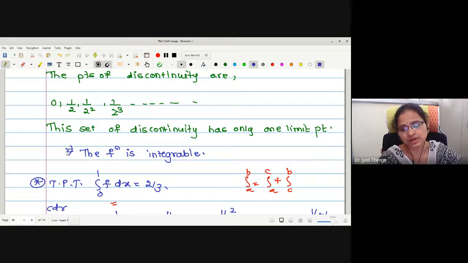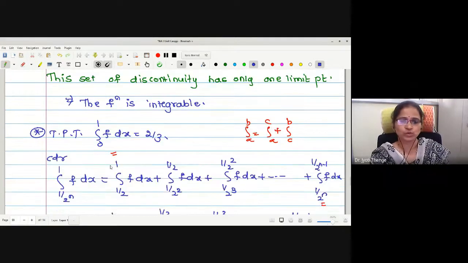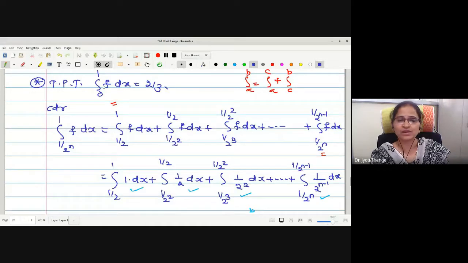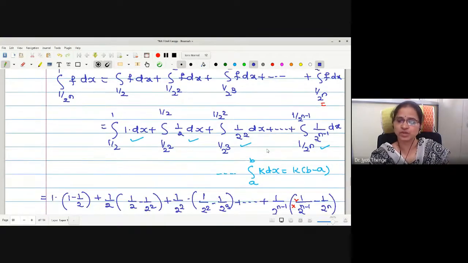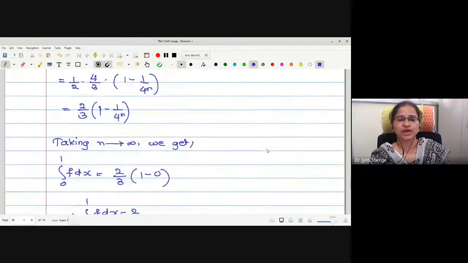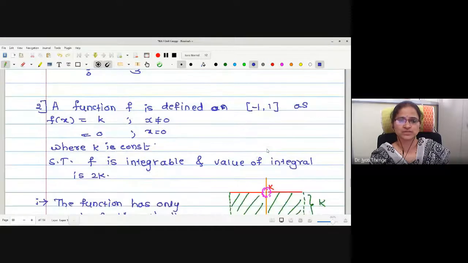Then lastly, we were finding the value of the function in the interval 0 to 1. In order to find this value in the range of 0 to 1, we found the value over the range 1 upon 2 raised to n to 1. Later, if I take the limit n tends to infinity, this lower limit will become 0. We divided this integration into convenient parts, and we found that the value of the integration is 2 by 3.